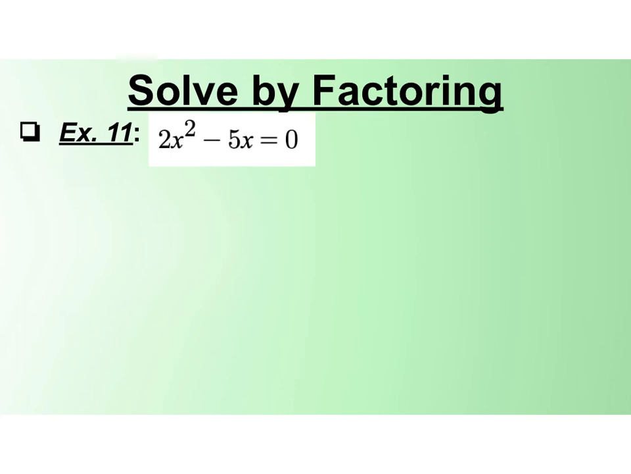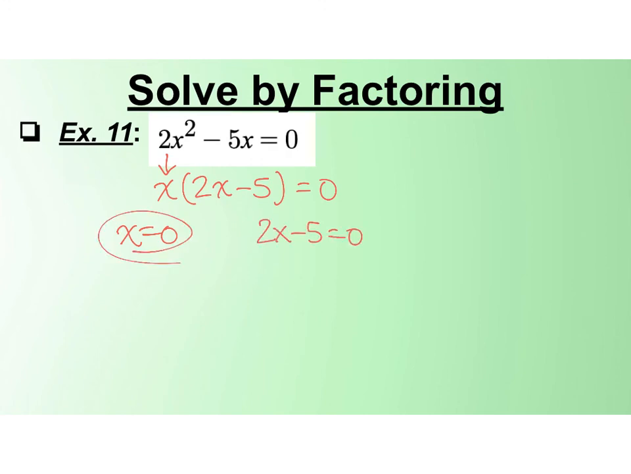Number 11. Let's try this. It is in standard form. It is set equal to 0. I can take out an x as a GCF. So I have 2x minus 5 equals 0. A lot of students might just say that the answer here is 5/2, but don't forget about this one. That x means something. So here I'm going to set x equal to 0 and 2x minus 5 equal to 0. So x equals 0. And x equals 5/2. A lot of kids will forget this one, but this is a quadratic. It could have two solutions, so don't drop one.